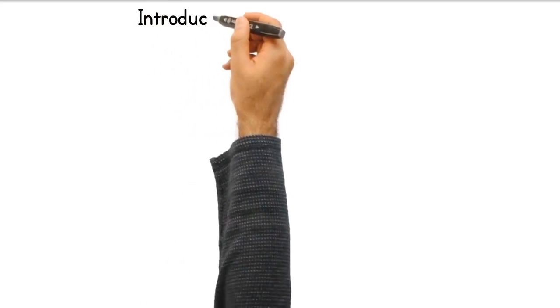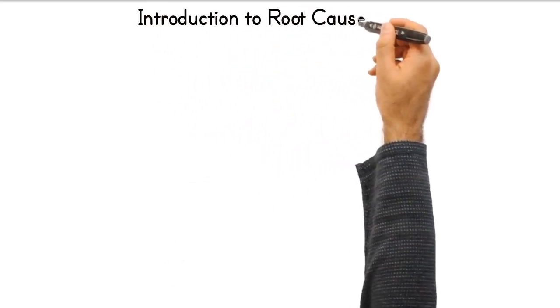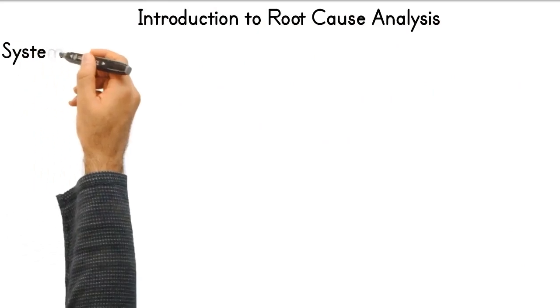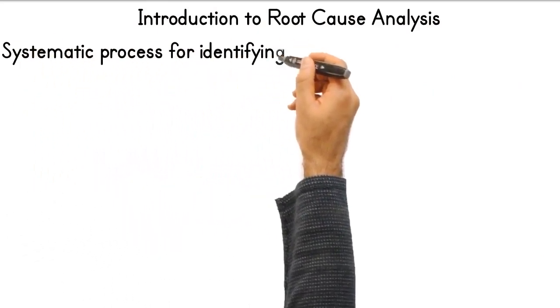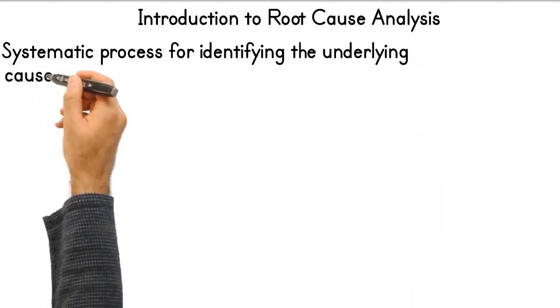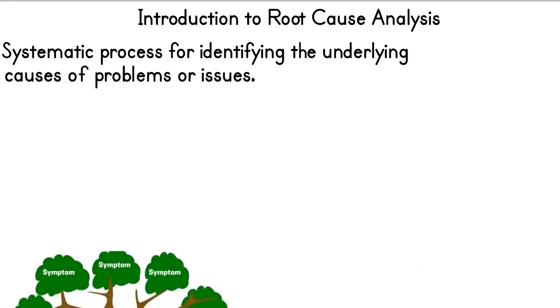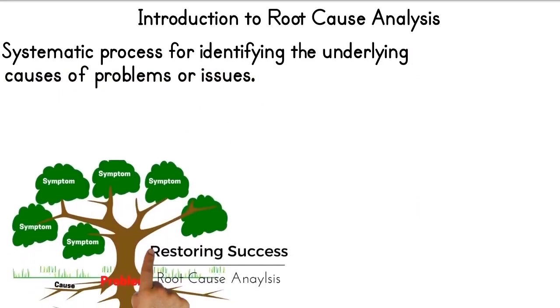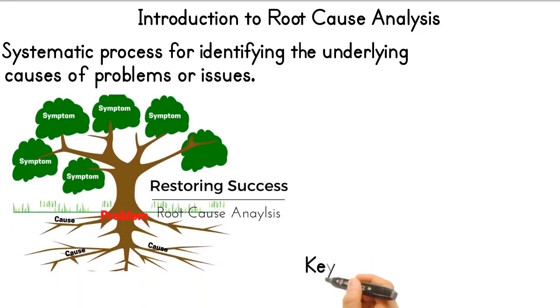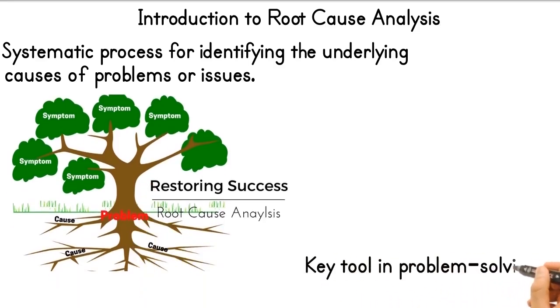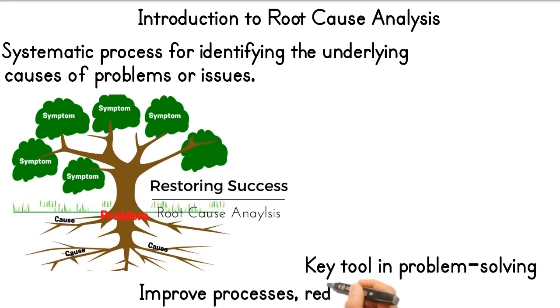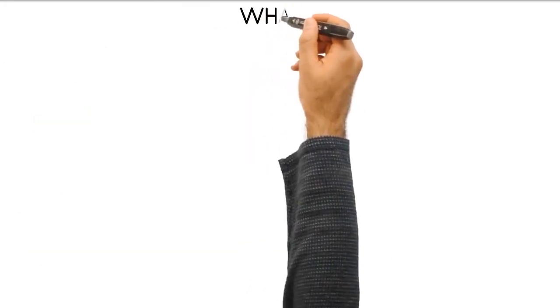Root cause analysis, RCA, is a systematic process for identifying the underlying causes of problems or issues within an organization. Rather than focusing on symptoms, RCA seeks to uncover the root causes of an issue to prevent recurrence. It is a key tool in problem-solving and continuous improvement initiatives across industries, helping to improve processes, reduce costs, and enhance quality.